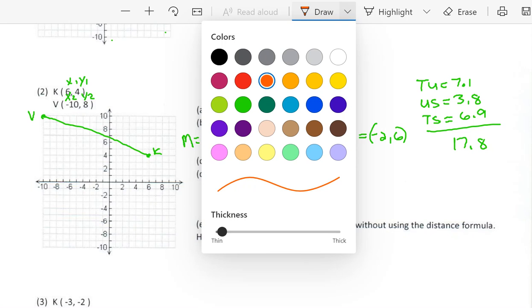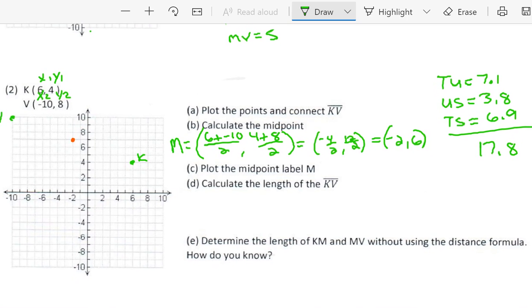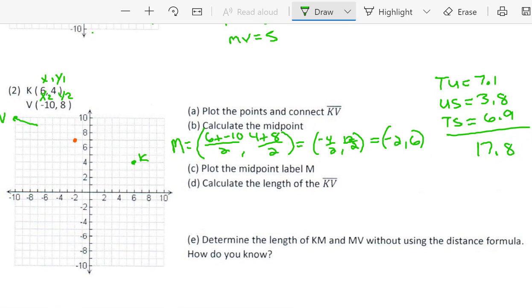Negative 2, 6. So that's our midpoint. My line's a little off, so let me erase it and make it better. It's probably not wrong, but as you can tell, it's not on the line, so I need to make sure I straighten my line out, because you shouldn't have a midpoint that's not directly on the segment. So let me do it with my screen pen here. It's still a little high, but it's a little better than the first one. There we go. So that is my midpoint, and I'm going to label it M.